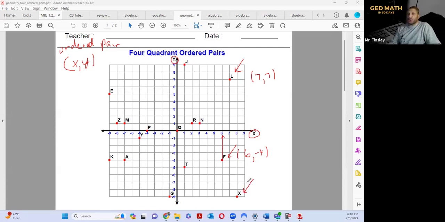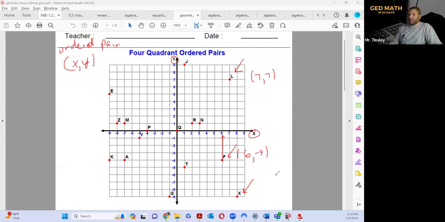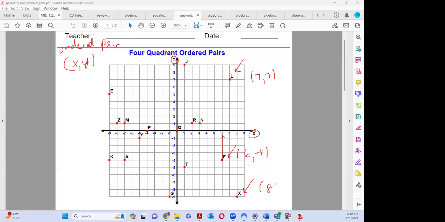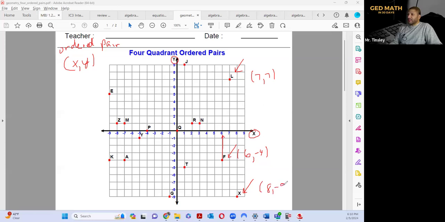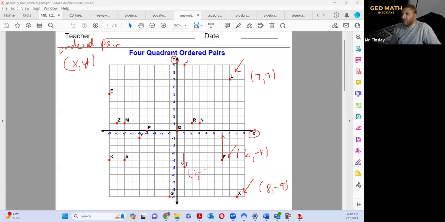What's the location, or the ordered pair, of X? -9 and 8. X before Y. So 8 and -9. 8 comma -9. All right, who wants to try T? Is it 1 and -5? 1, -5.